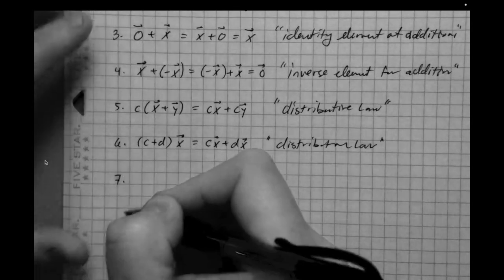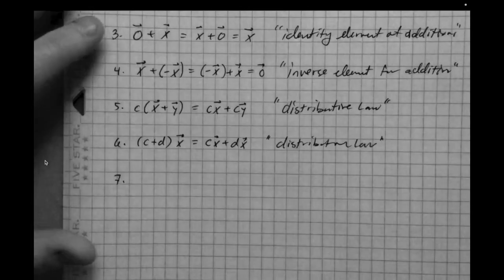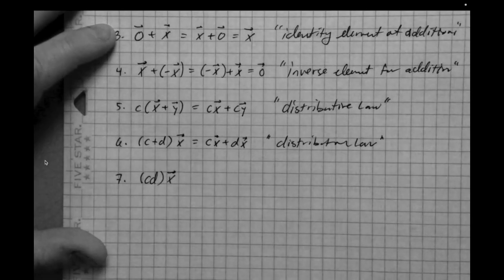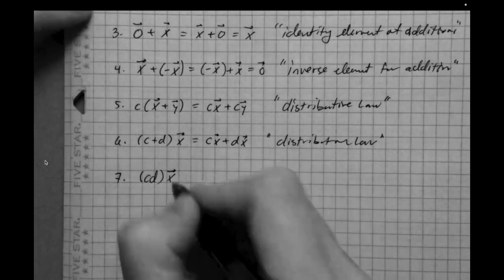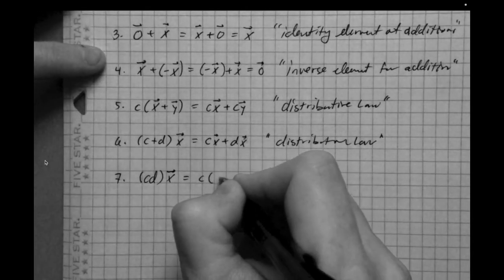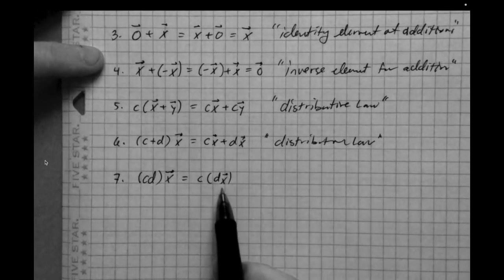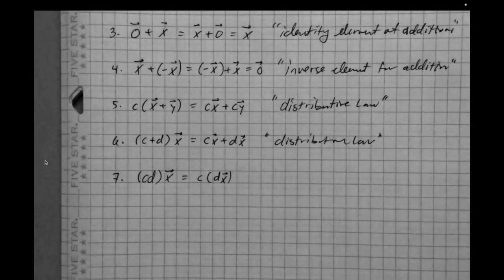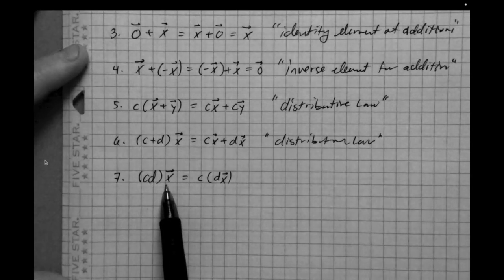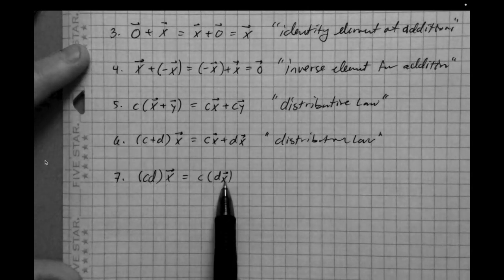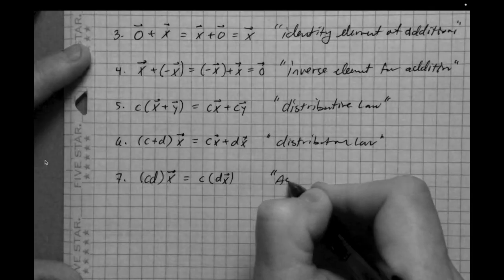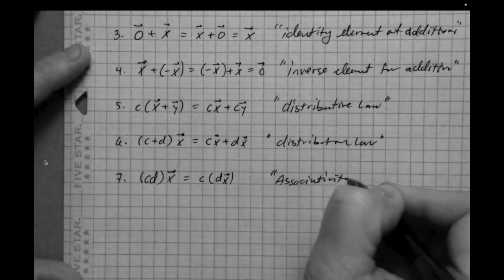And another version of associativity, but for scalars, is if I have two scalars, I multiply them together, and then I do a scalar multiplication. Then that's the same thing as first doing the scalar multiplication with the vector, and then multiplying again with another scalar. Here I've got two scalars multiplied together giving me a scalar times a vector. Here I've got a scalar times a vector gives me a vector, and then a scalar times a vector, right? And so this is another version of associativity.